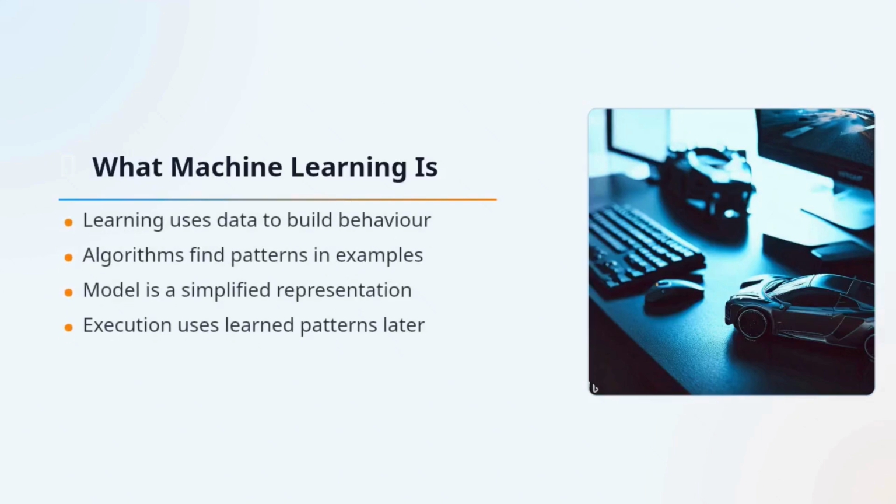Machine learning is a way of creating behavior from data instead of handwriting every rule. You collect examples, use algorithms to detect patterns, and produce a model. That model is not the real thing itself. It is a simplified version of a complex phenomenon. Just like a model car resembles a real car but cannot replace it, a language model resembles patterns in human language without being a human mind.